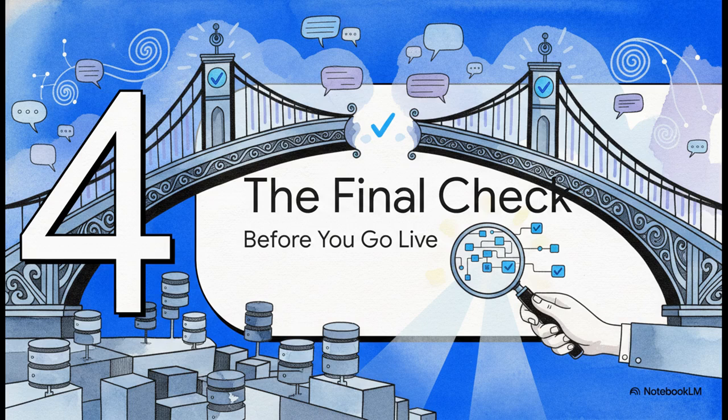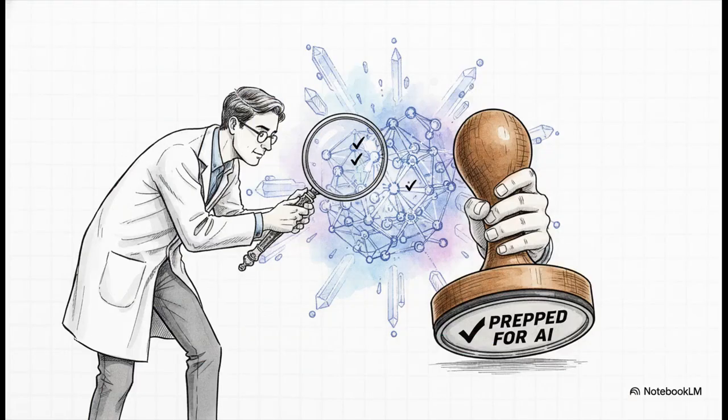Okay, so you've built the foundation. The schema is clean, your answers are verified, the instructions are all set. Before you open this bridge for everyone to start using, there's one last critical step, the final check. You have to test it, and I mean really test it. Ask it the tough questions, double-check the results, and make sure it's behaving exactly as you expect. Once you're confident, you give it the official seal of approval. You literally mark the semantic model as prepped for AI. And that's like a green light for the whole organization, telling them, hey, this data set is ready to talk.